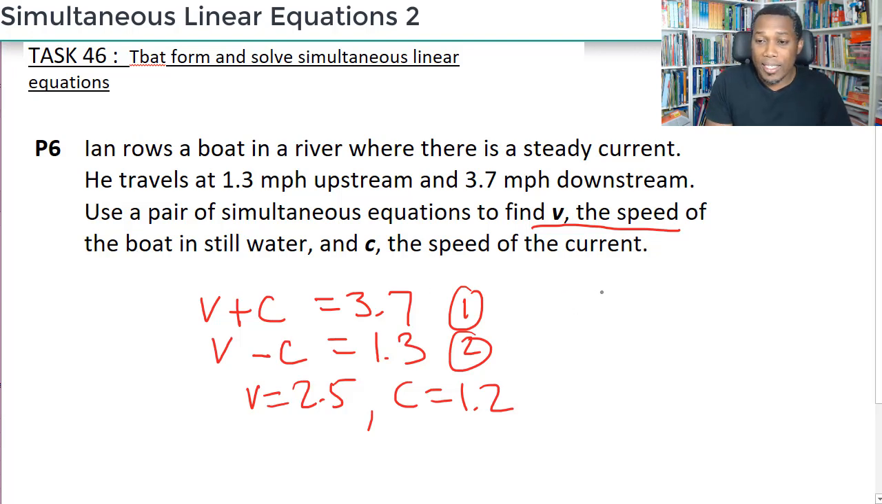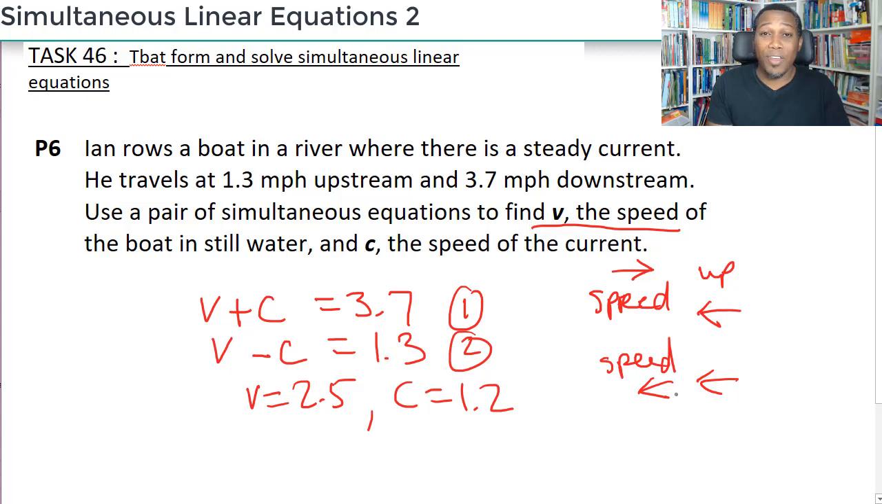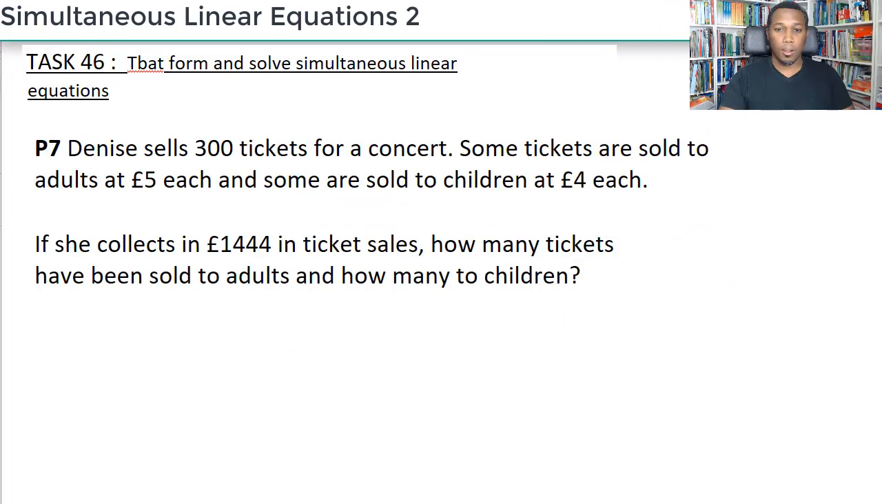You have your speed, your velocity you're traveling at going in this direction, and the current, when you're going up, is working against you. So that's why we do a takeaway to get to 1.3 upstream. Going downstream, you have your speed going down, and the current is working with you. So the added value, you get that extra boost to go faster downstream.